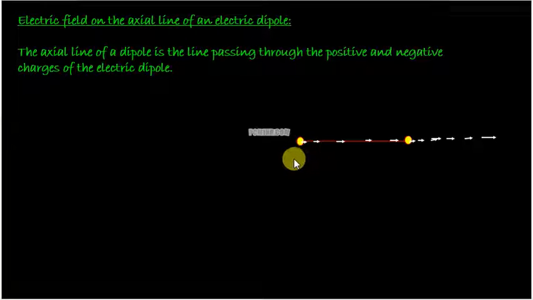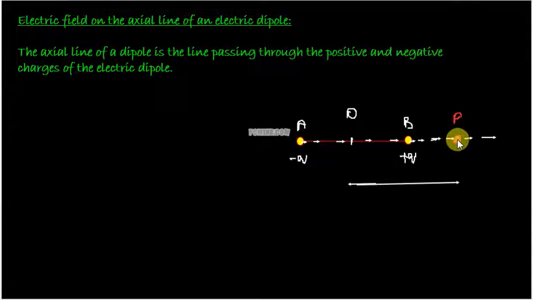So we assume here we have a charge minus Q at the point A, and here we have a charge plus Q at the point B. And we want to find the electric field at a point on the axial line of the dipole. So P is a point which lies on the axial line of the dipole at a distance r from the center of the dipole O. If the length of the dipole is 2a, then each half is a and a.